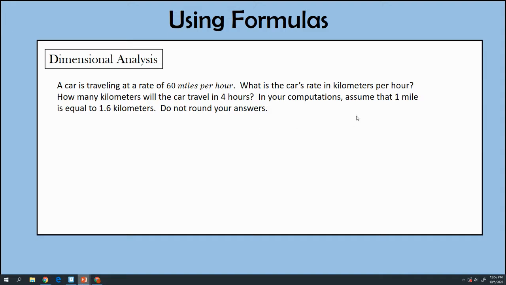Okay, now let's apply it to some situations. So we got a car that's traveling 60 miles an hour.